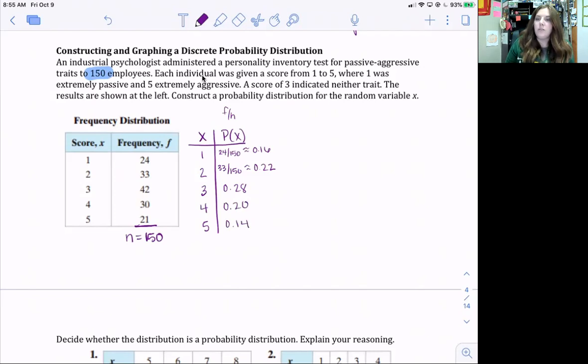Okay. All of our probabilities are between 0 and 1. And then let's check if we add these probabilities up, we get 1. Okay. What's nice about this table is now we can easily say, okay, the probability that x equals 2 or x equals 4, we just add those rows together. So we're going to add 0.22 plus 0.2.